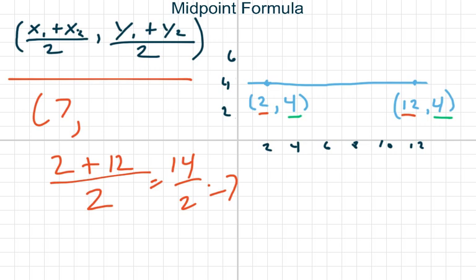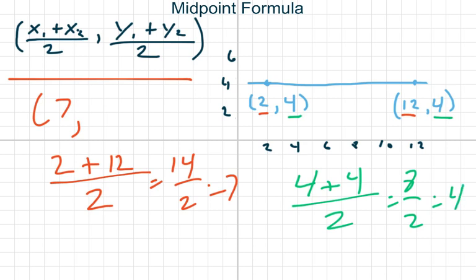Okay, and then find the y-coordinate. You would say 4 plus 4 divided by 2. 8 divided by 2 is 4. And you can see we have a straight line, so it makes sense that our y-coordinate would still be on the 4. So then you would go in and plot your midpoint. The midpoint would be here, and it is 7 and 4.